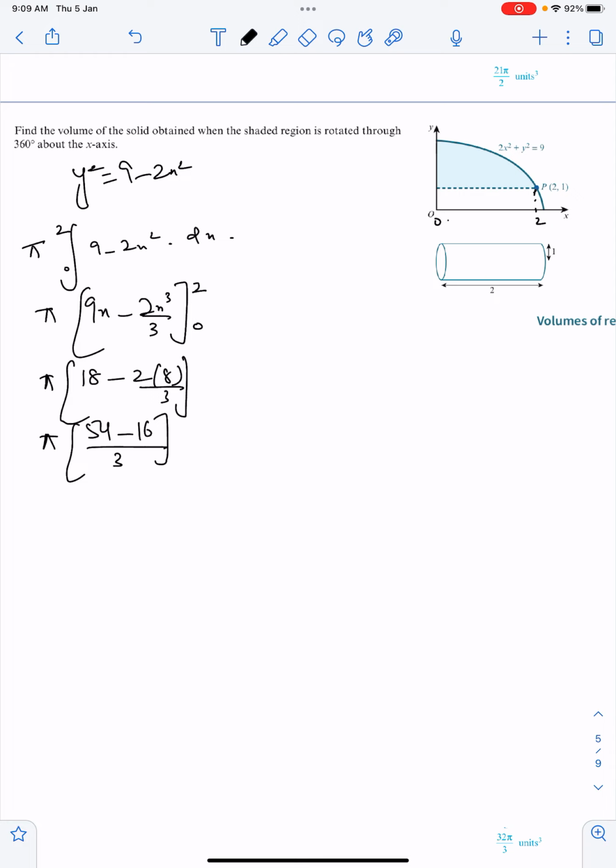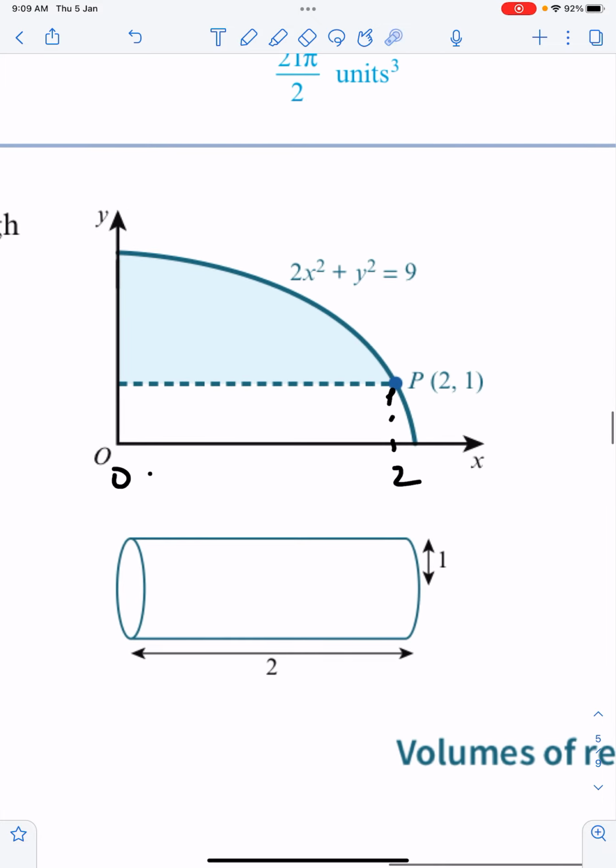54 minus 16 is 38. 38 upon 3 pi is the volume. Okay. Now if I subtract, as I explained to you just now, that right now I've got the volume when this whole object is rotated 360 degrees about the x-axis. Since this part is not shaded, I don't want this. I don't want the volume when this part is shaded, rotated through the 360 degrees about the x-axis.